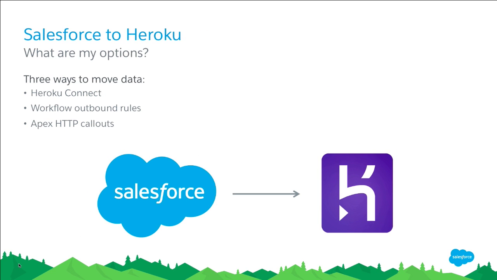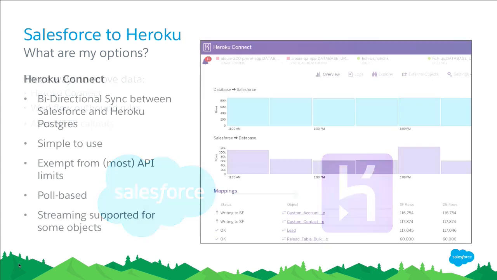So hopefully that convinces you that it's a good idea to move your data from Salesforce to Heroku to do more advanced processing. If you want to do this, what are your options? So there are 3 options that we're going to describe in detail. The first option is something provided by Heroku itself, Heroku Connect. That's the product that I work on. And there are 2 other options that are provided on the Salesforce side of things.